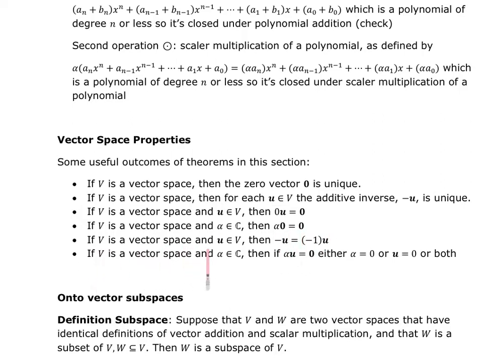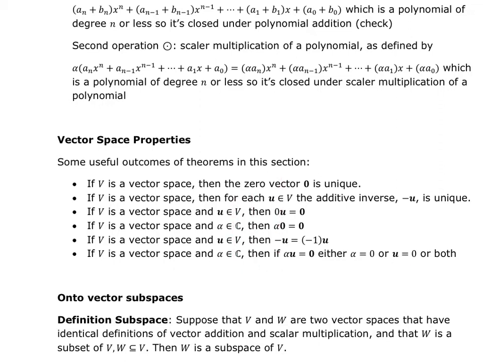If V is a vector space and u is an element of the vector space, then negative u is equal to negative 1, which is just a scalar, times u. And if V is a vector space and alpha is from the complex numbers, then if we have alpha, which is the scalar, multiplied by my element in V equal to the zero vector, either my alpha is equal to 0 or my element is equal to the zero vector, or both.